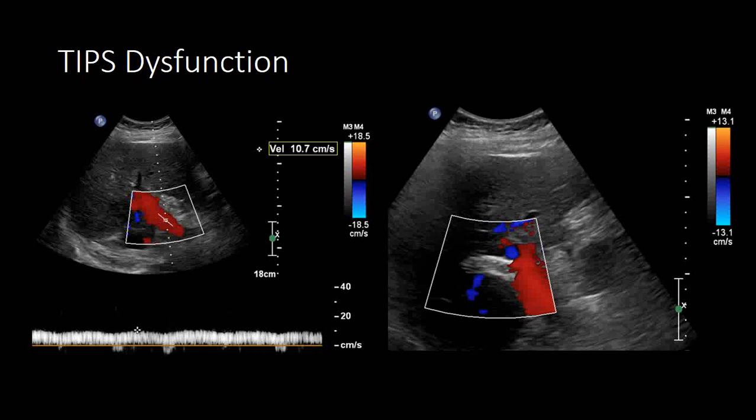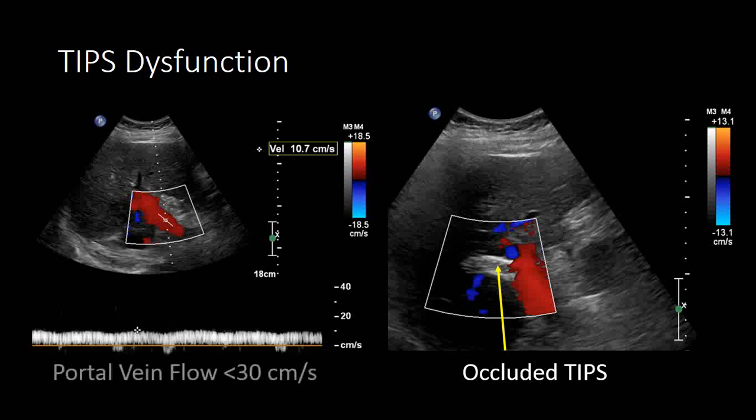We then move distal to that main portal vein into the area of the TIPS, and we can see that the TIPS is occluded. So there is no color flow through the TIPS, and the lumen of the TIPS appears hyperechoic, which is abnormal, and in this person indicates occlusion. Again, portal vein flow less than 30 centimeters per second was detected and raised our suspicion of abnormality within the TIPS.